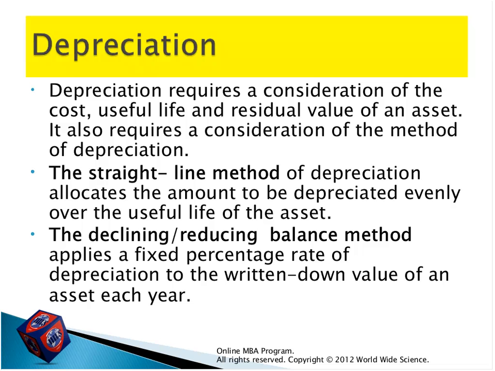Later I am going to show you the formula, and we have some practical exercises that will help you understand more clearly. What about the declining, or sometimes called reducing balance method? It applies a fixed percentage rate of depreciation to the written down value of the asset each year. So to calculate the depreciation cost by the reducing balance method, we use a fixed percentage rate, the depreciation rate for the asset.